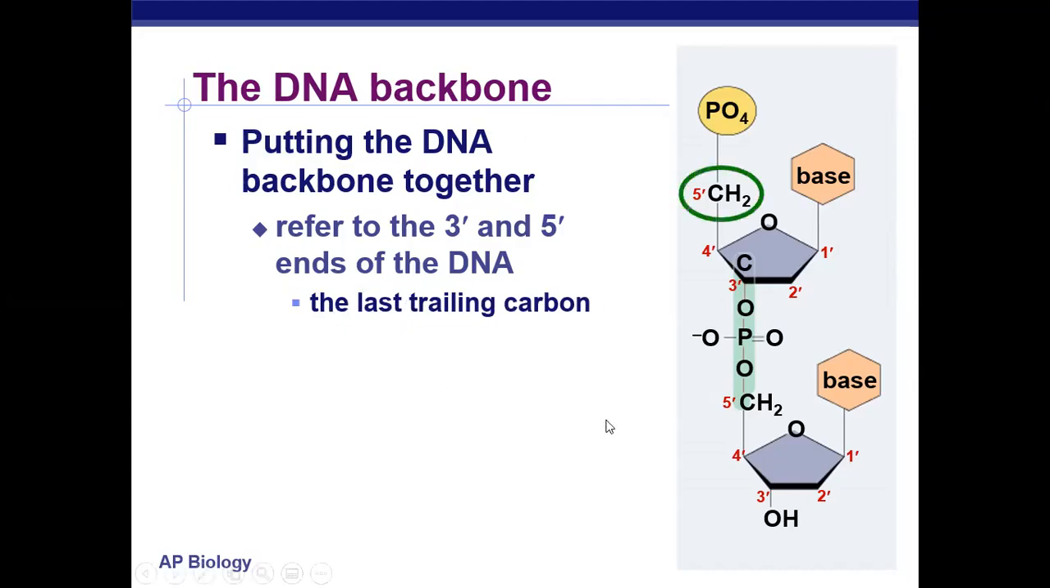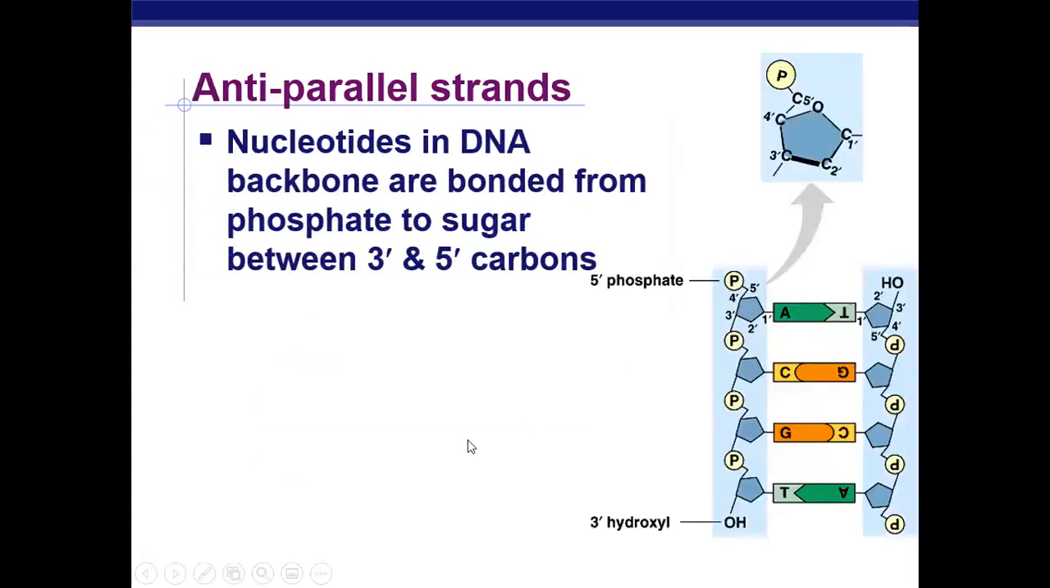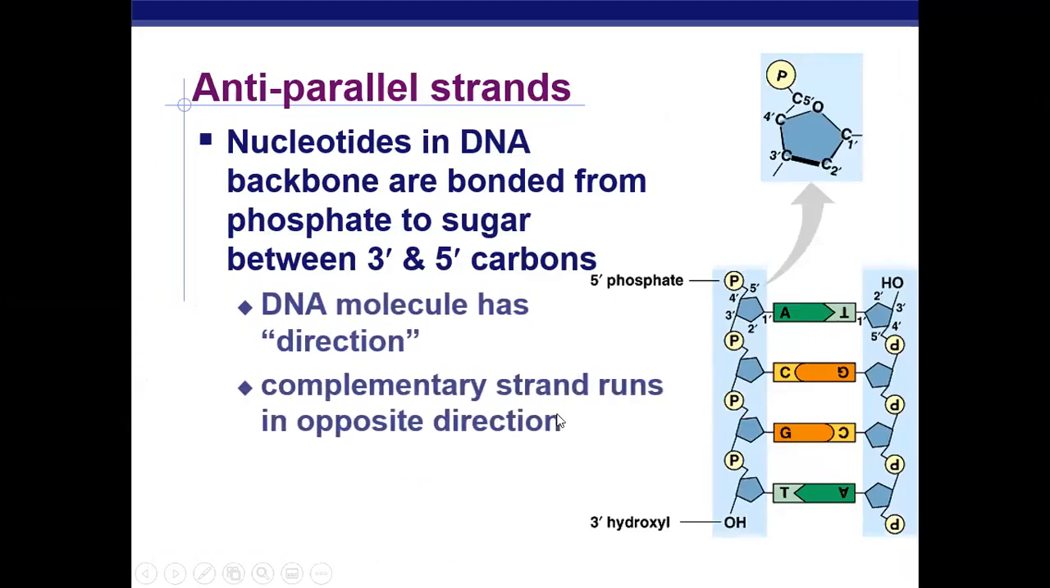So that last carbon, there's the 5', that last trailing, oh my God, 3' carbon is where you add the phosphate too. Sounds trivial, but this will be important. Nucleotides in the DNA backbone are bonded from the phosphate and sugar between the 3' and 4' carbons. That means it has directionality and they run opposite to each other. 5 to 3, 3 to 5. See, I wasn't lying, not lying to you.